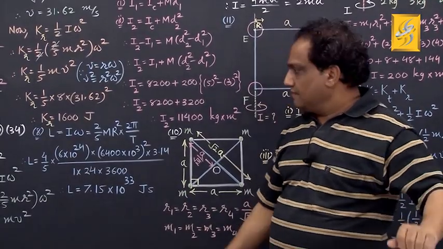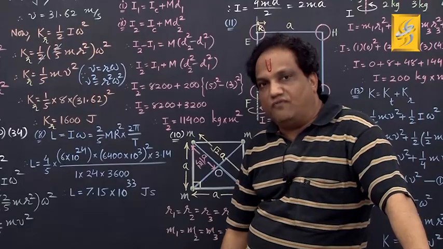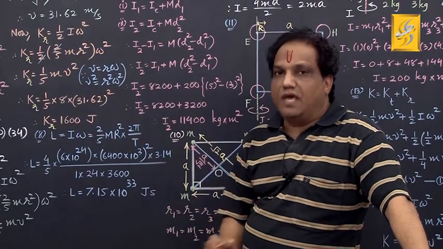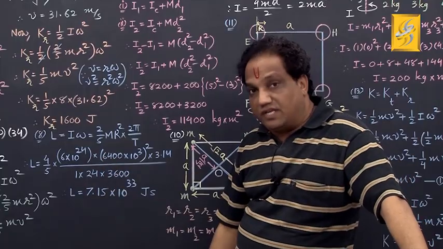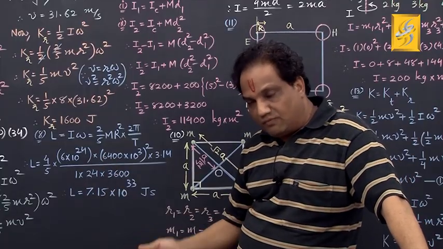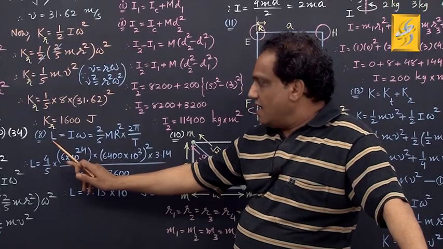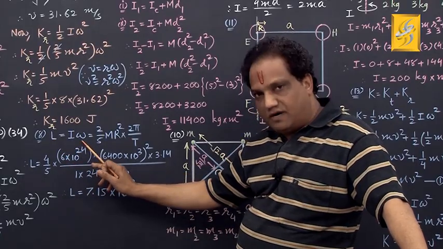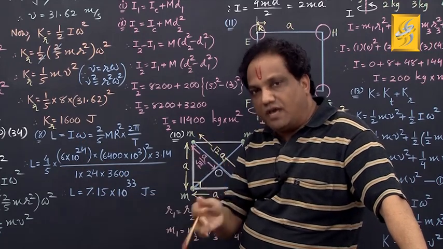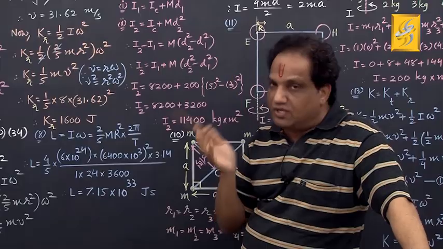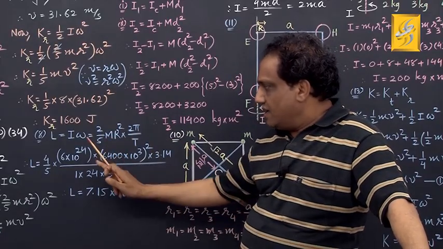We are asked to find out the total angular momentum of the whole earth about its axis of rotation. If you take earth as a rigid body, then for a rigid body, what is the formula for finding total angular momentum? L equals I omega. What is I? Moment of inertia of a solid sphere about an axis passing through its diameter. You know it by formula, 2 by 5 mr square into omega.